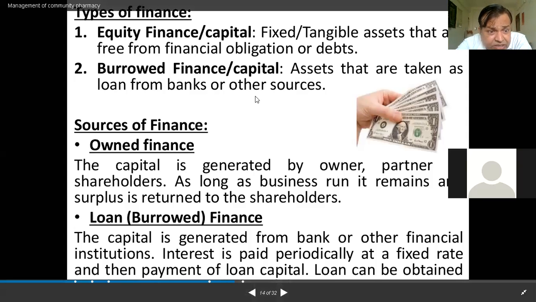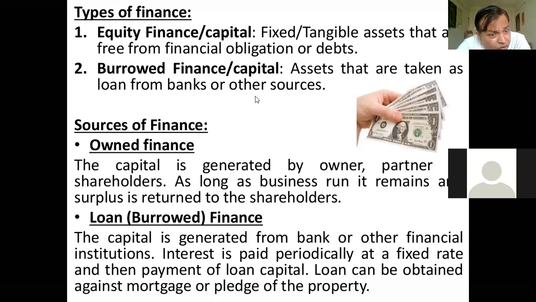The source of finance, first one is own finance. If you have sufficient capital, then you don't need to take a loan from the bank and financial institution. The capital is generated by owner, partner, or shareholder, and as long as the business runs, it remains and surplus is returned to the shareholder. And loan finance: the capital is generated from the bank or other financial institution. Interest is paid periodically at a fixed rate of interest.